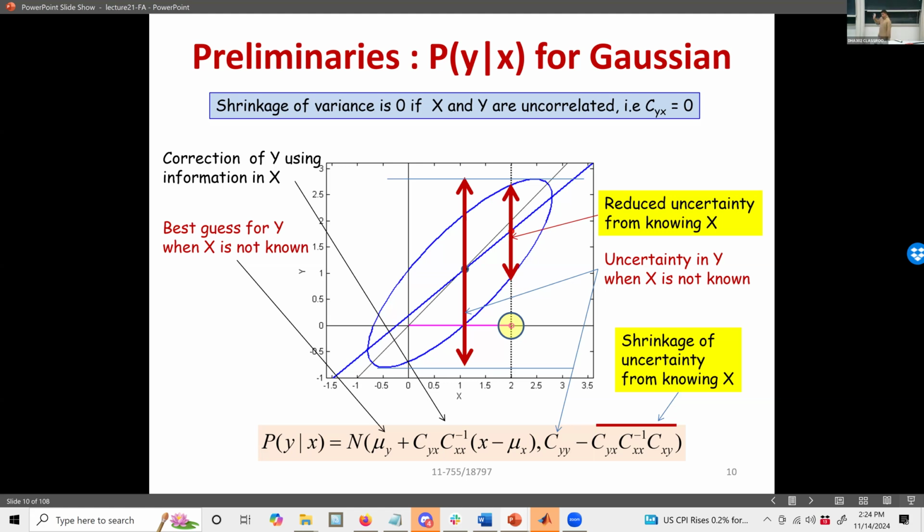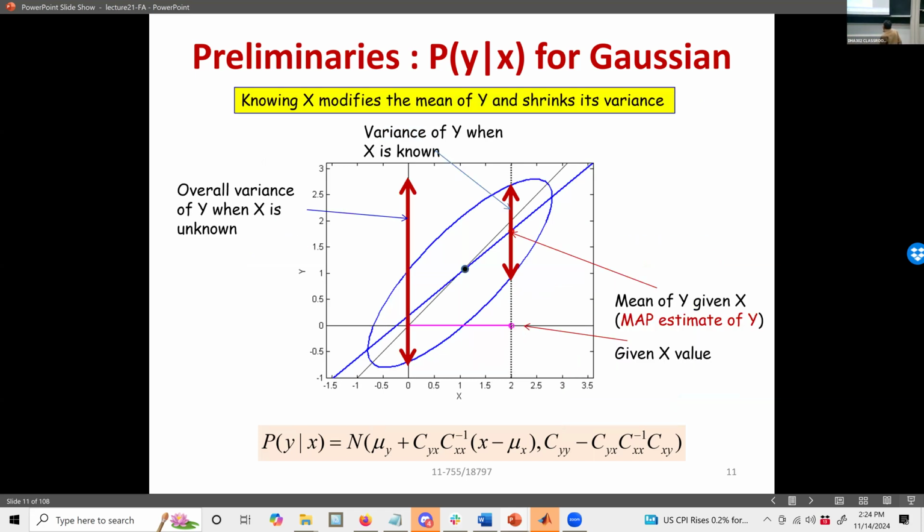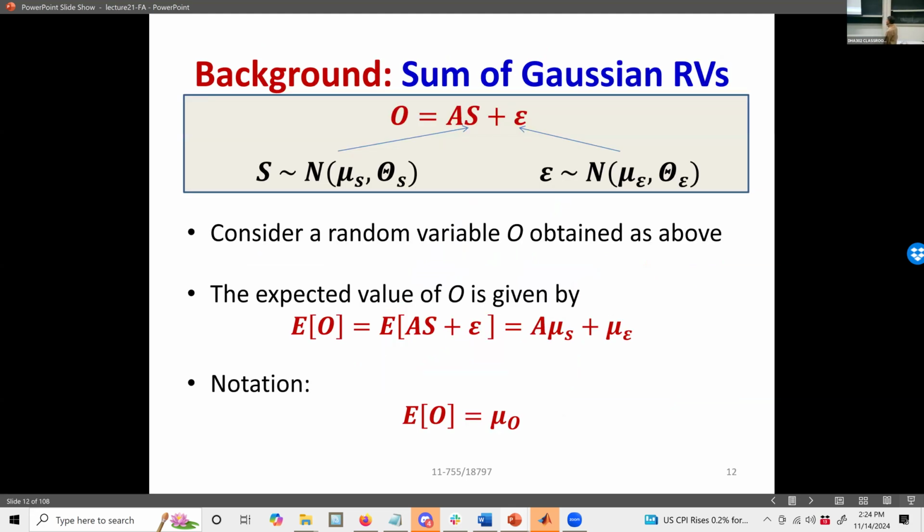Okay, so is everybody good with me so far? Where these things came from? Because we're going to encounter them again. So knowing x modifies the mean of y, and shrinks its variance because you have added some knowledge. Now I'm going to add a second equation. So let's keep track of this one first.